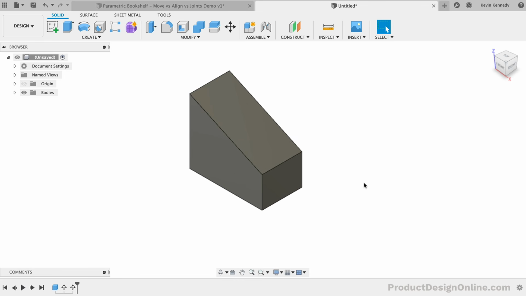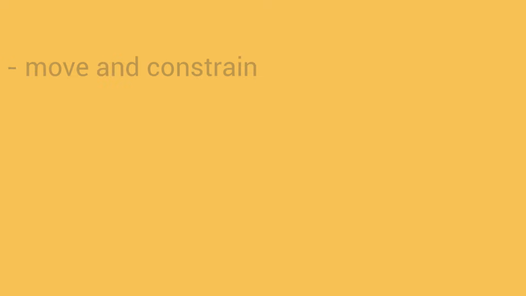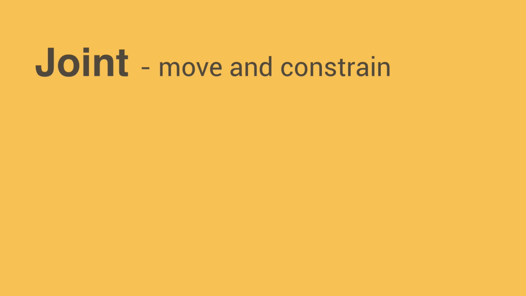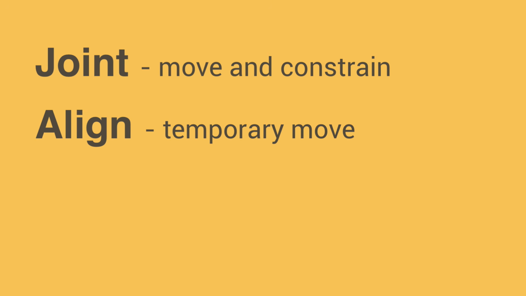To review all 3 of these different features, remember that we want to use joints anytime we want to move something and constrain it to other components or subassemblies. We want to use the Align command anytime we want to temporarily position bodies or components. Align is great if you just need to check on things as you continue to work on your model. You can use it before you commit to applying joints.